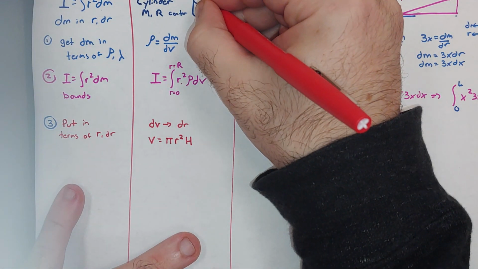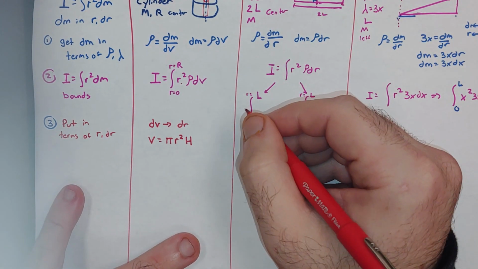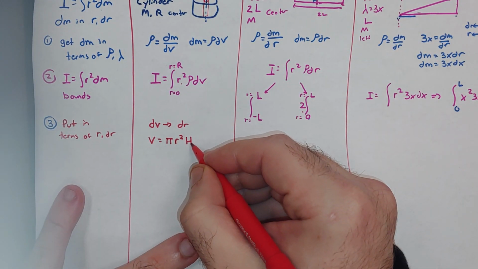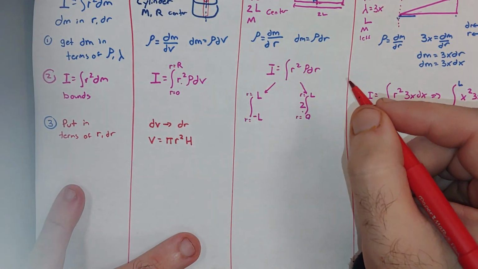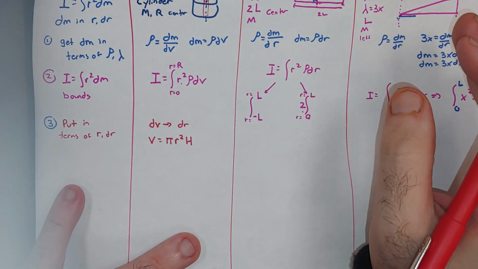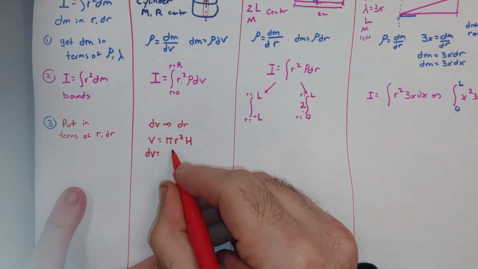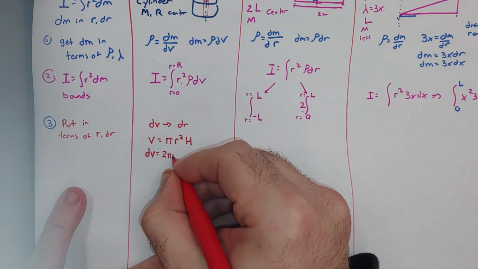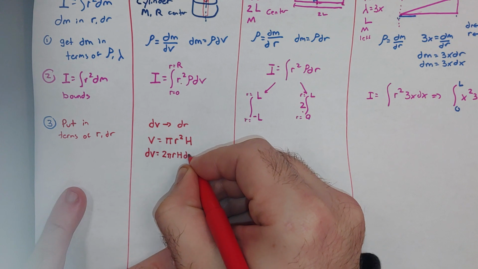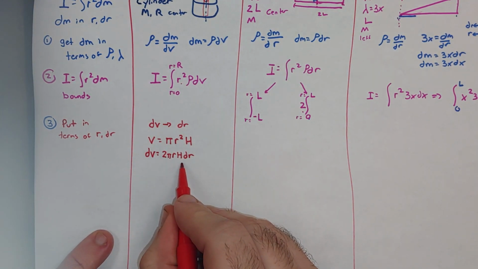But what I'm doing is I'm starting off small and making it bigger and bigger and bigger. You might think, why isn't h changing? Well, first of all, h is parallel to the axis, so h has no role to play whatsoever in the moment of inertia. And I know that because dv is the derivative of this with respect to r. That's equal to 2 pi rh dr. Hey, I now have dv in terms of dr.